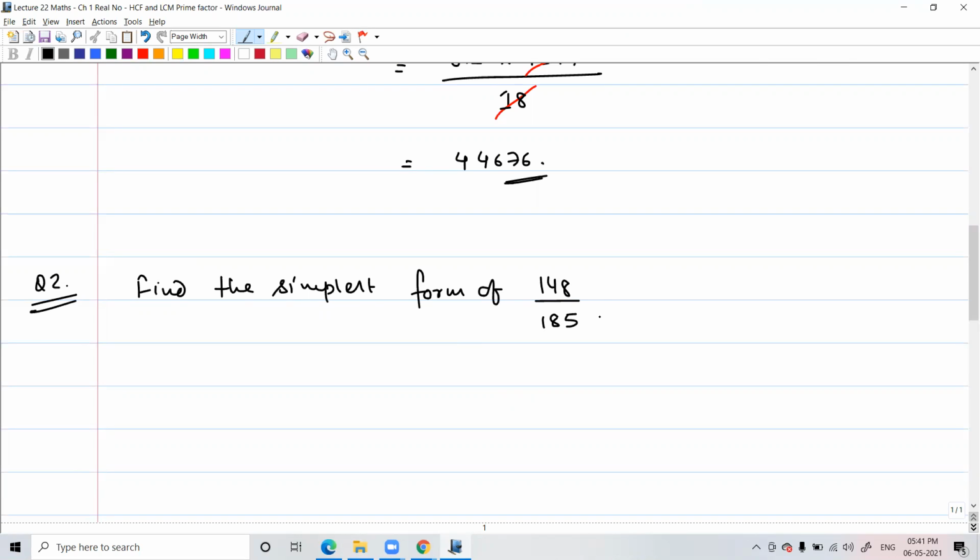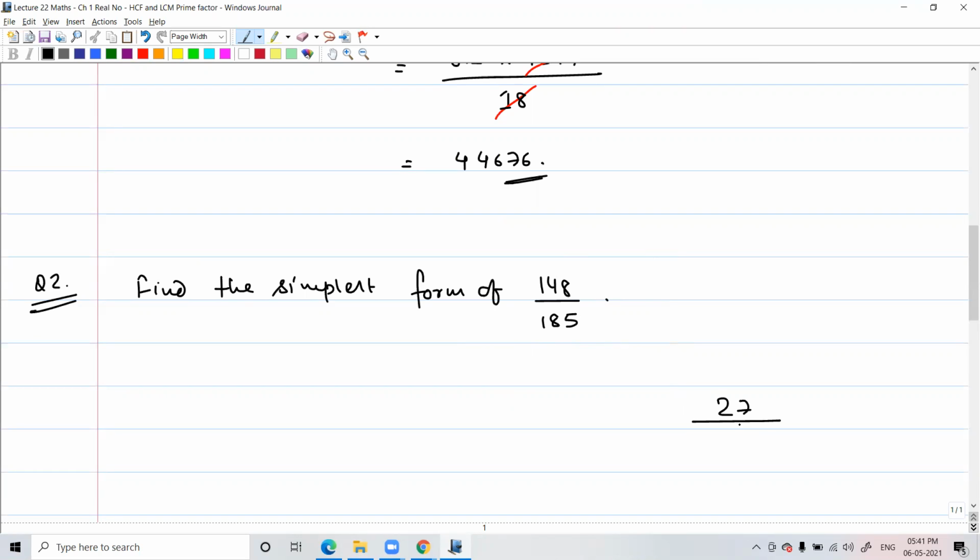148 by 185, simplest form. What does this have to do with the questions we have been doing so far? Can anyone explain to me? We can represent it in multiples of prime factors. Yes, we can just find the HCF of these two, and whichever is the highest common factor, when you cancel it with that or divide both numerator and denominator with that, it will get converted to the simplest form. Okay.